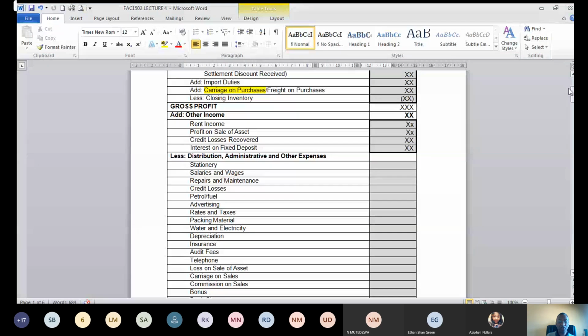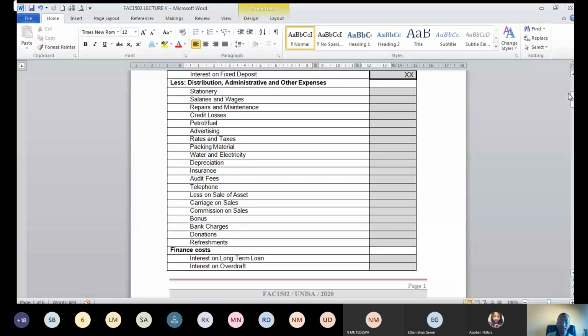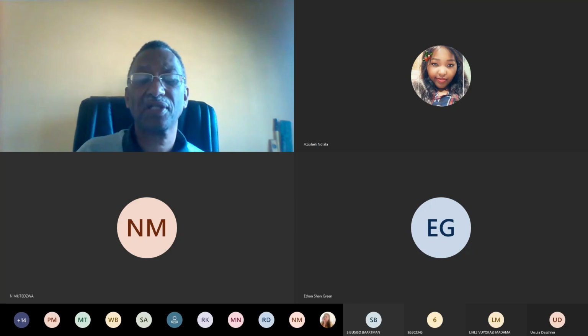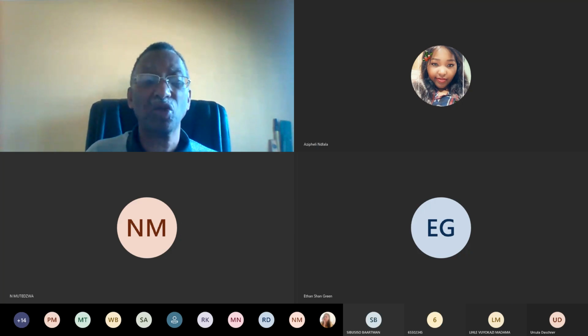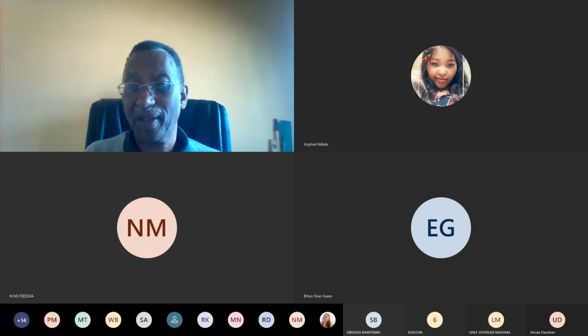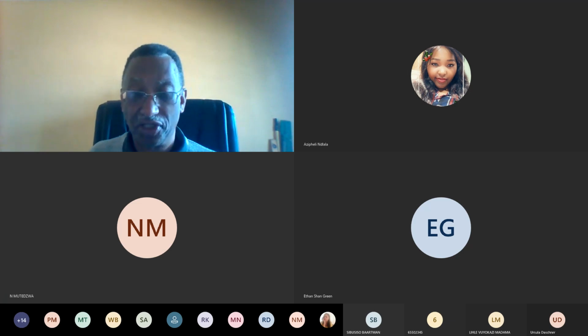Right, we continue still with the statement of profit and loss and other comprehensive income. The next heading is called distribution, administrative, and other expenses. So now we're going to take care of our expenses. But our expenses fall under two categories, okay? Whenever we are dealing with expenses, our expenses will consist of two categories. We put all our expenses into two categories. We get distribution, administrative, and other expenses. And we also will get finance costs.